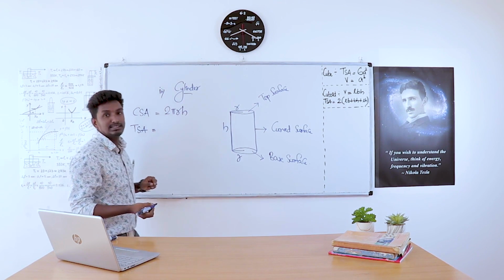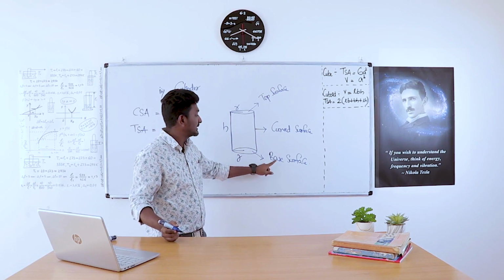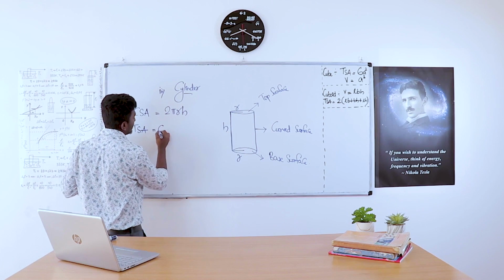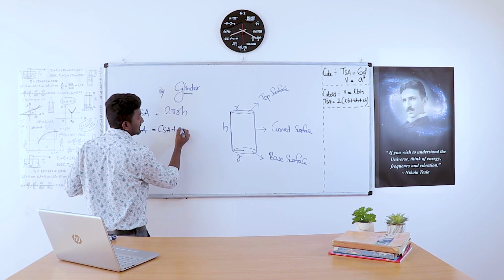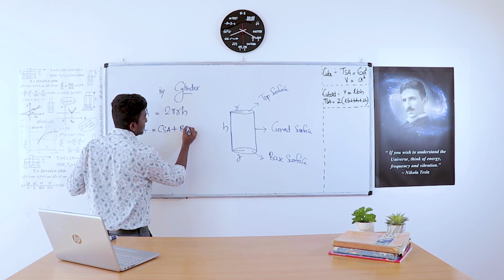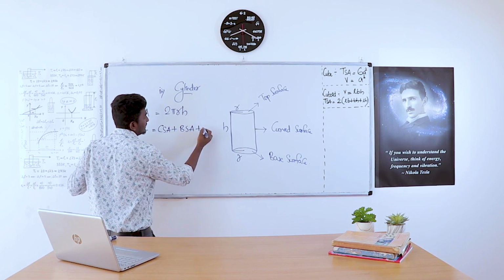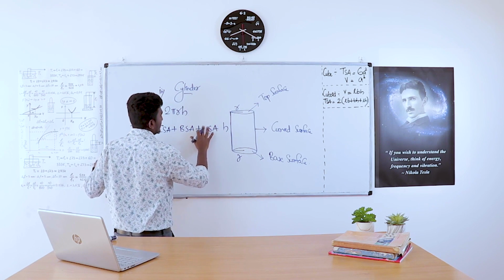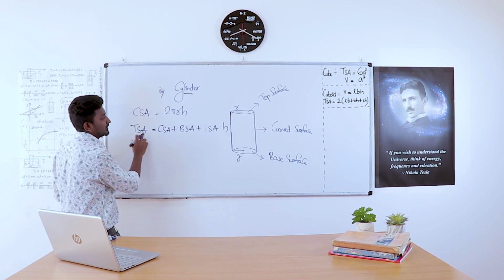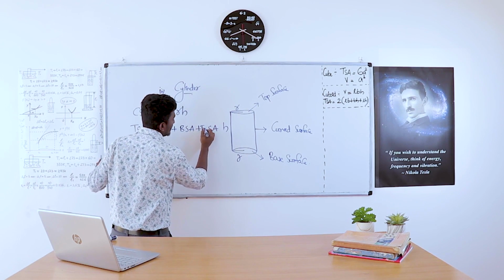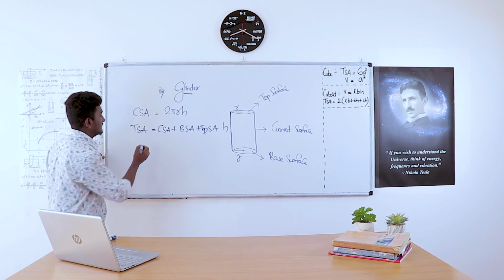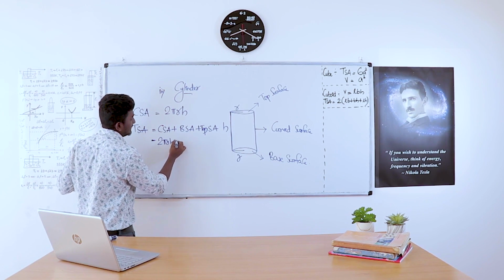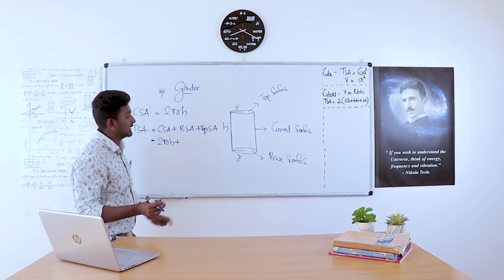Total surface area means curved surface area plus base surface area plus top surface area. Curved surface area CSA plus base surface area BSA plus top surface area TSA. Sorry, this is total surface area, so I am writing the same top surface area. So we know that CSA, curved surface area, is 2 pi rh plus what is base surface area?